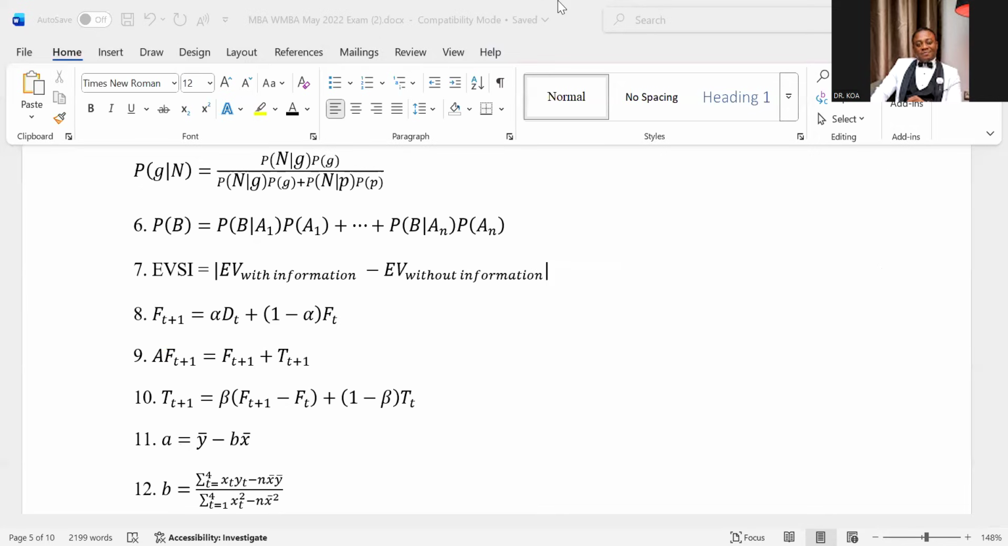Okay, so now I'm going to use this formula in the process to find the adjusted. Any questions so far?